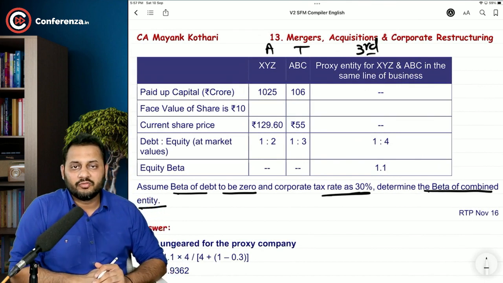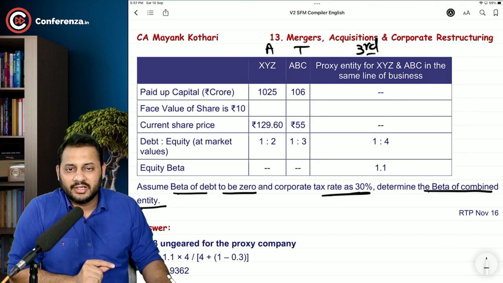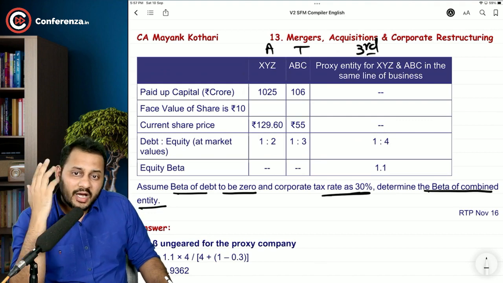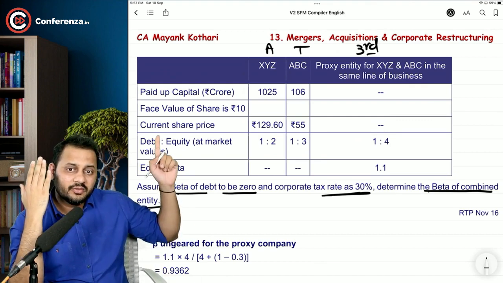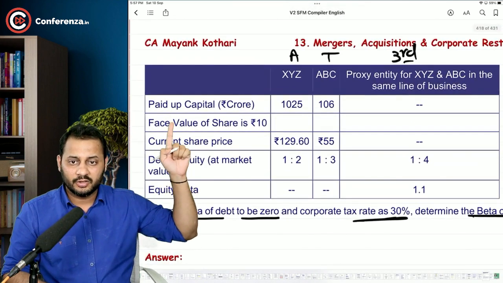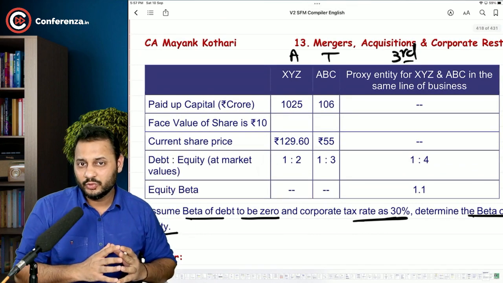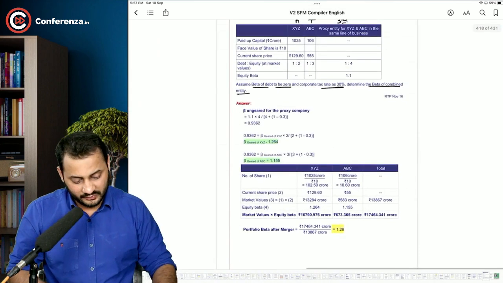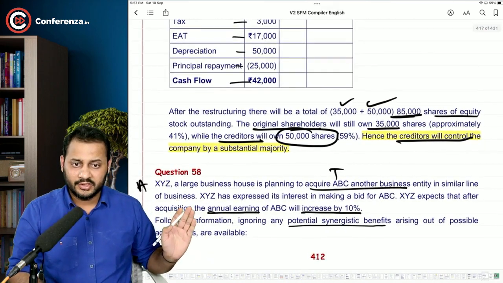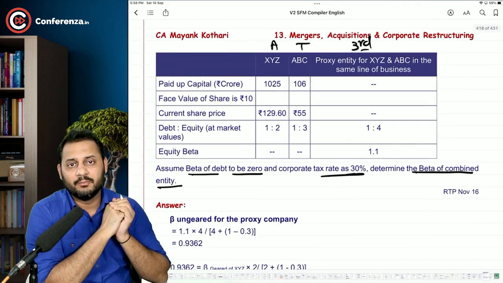Determine the beta of the combined entity. How will you calculate the beta of the combined entity? See, you have the paid up capital, the face value and the current share prices right now. What you can do is calculate the number of shares with this. Then with the current share price, you can calculate the market value. Then you can total that market value as well. Just a second. In this part only 10% of the earnings is given. So how will you calculate the combined beta?